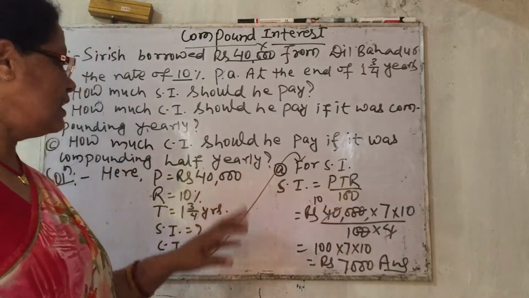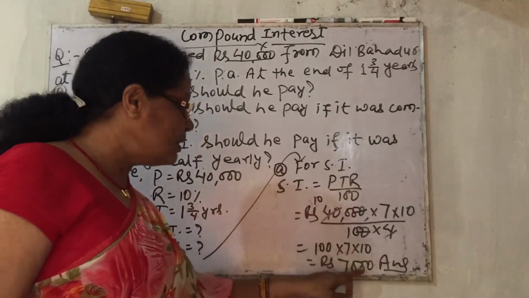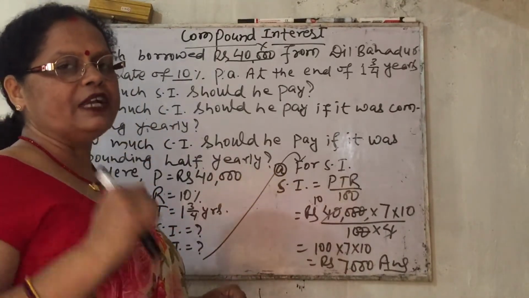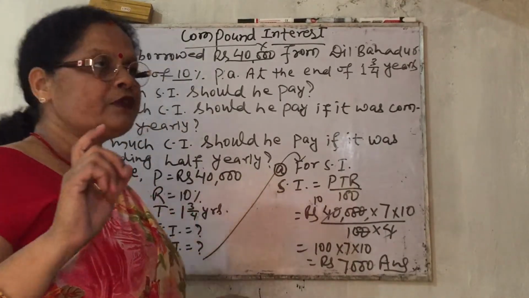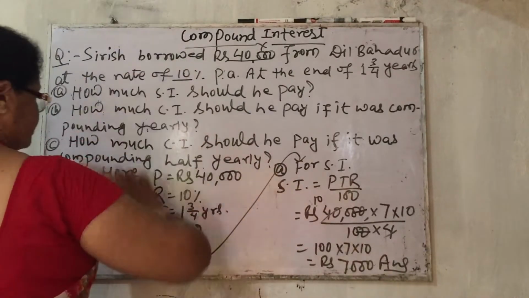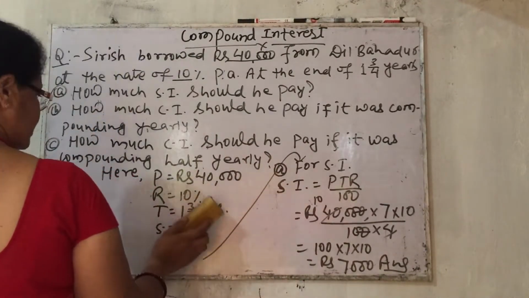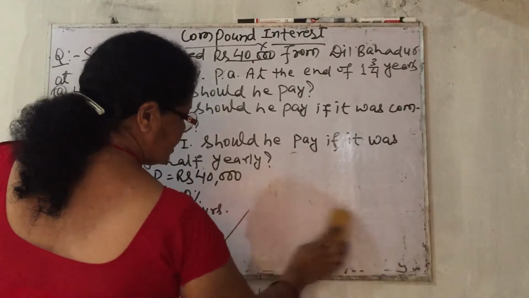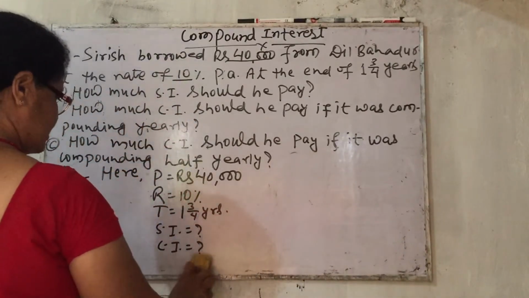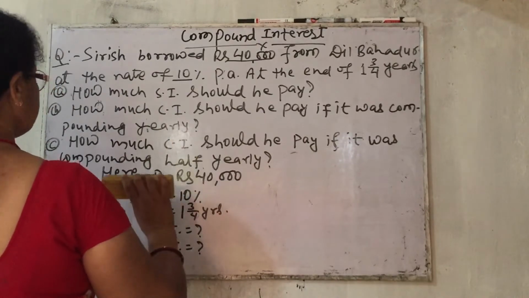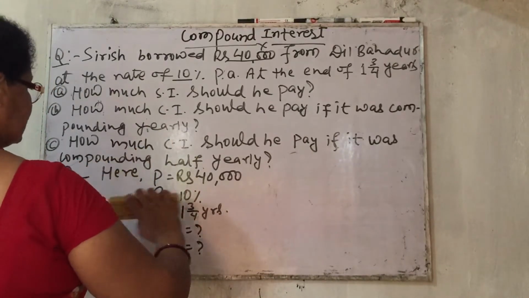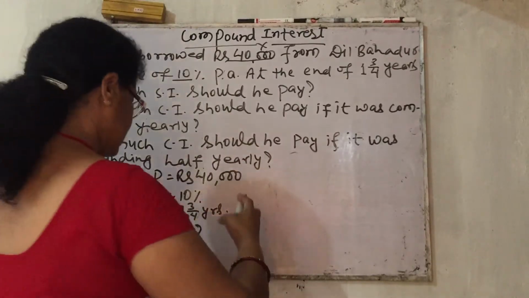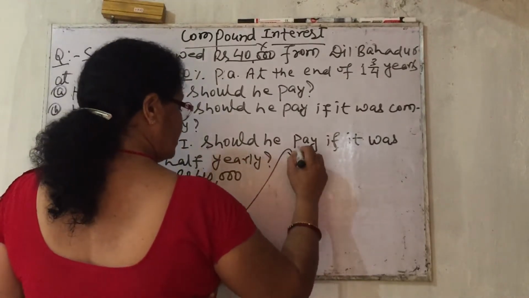It's one answer. Its simple interest is how much? Rupees 7,000. Now we have to find out its compound interest when it is compounded annually. Let's see. I am rubbing this simple interest. Now compound interest. To find out compound interest, let's write down here.